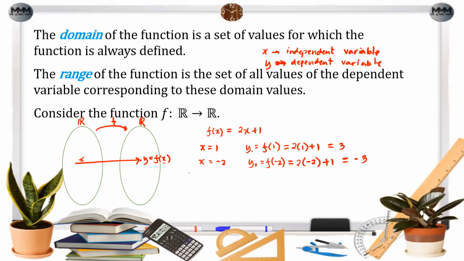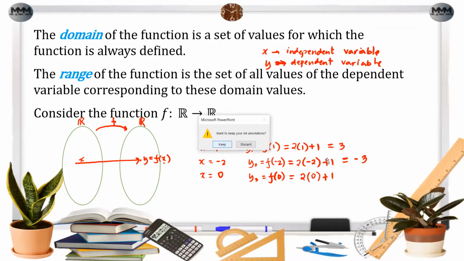So if we assign another value here for x, say x equals 0, say we name it as y sub 3. So we have f of 0 is equal to 2 times 0 plus 1.